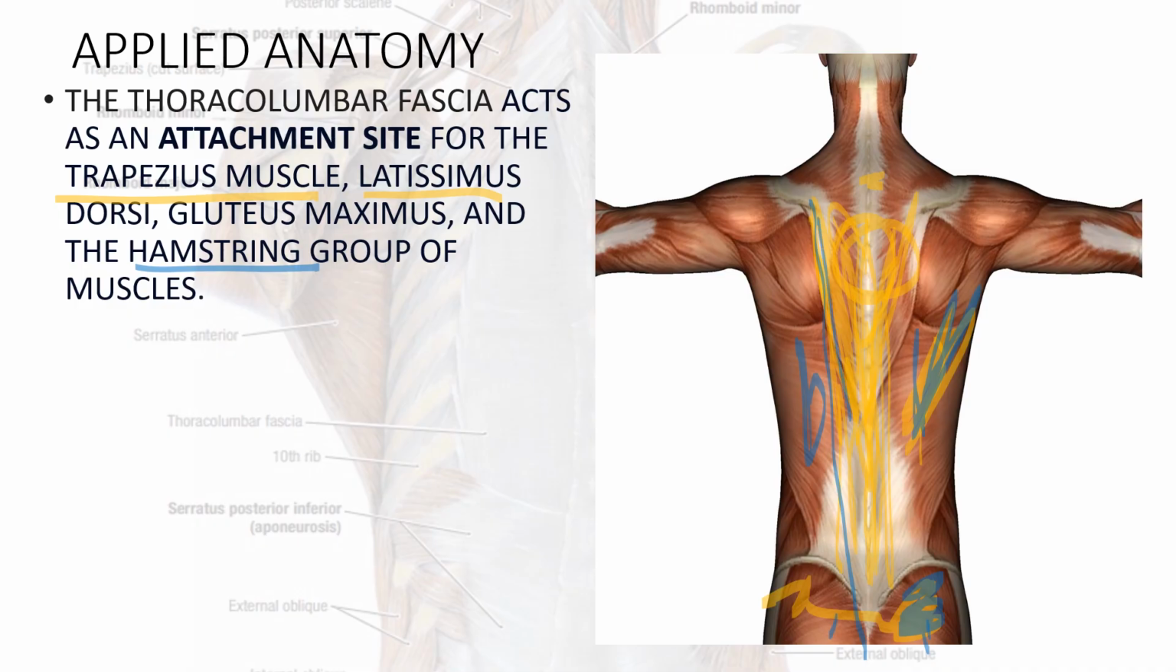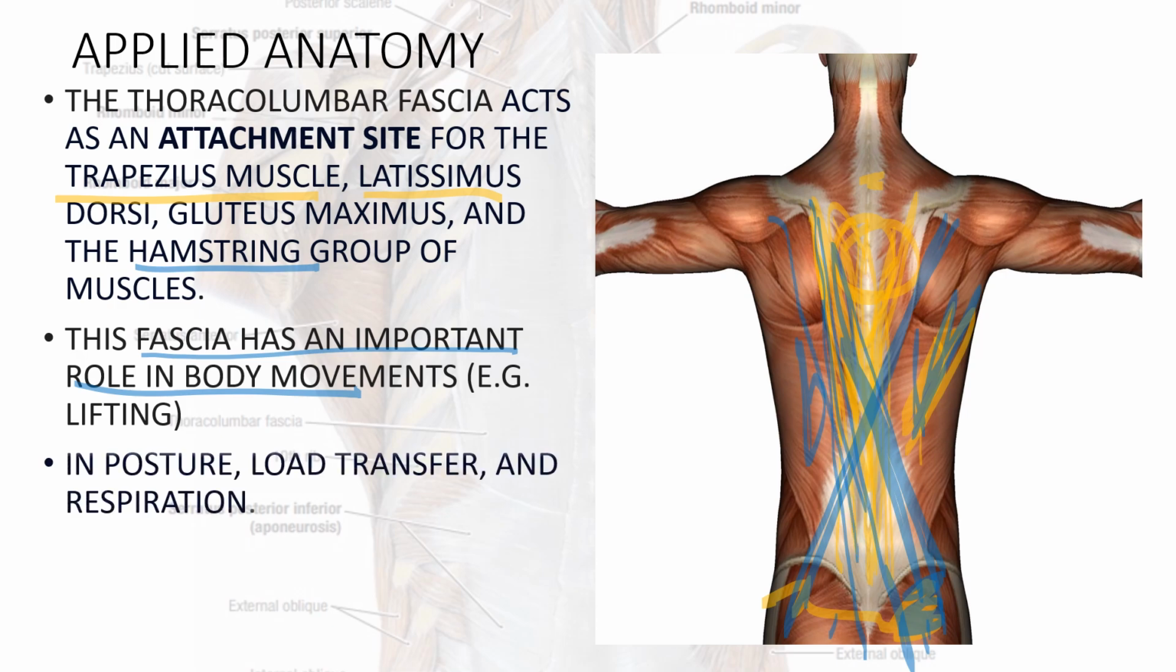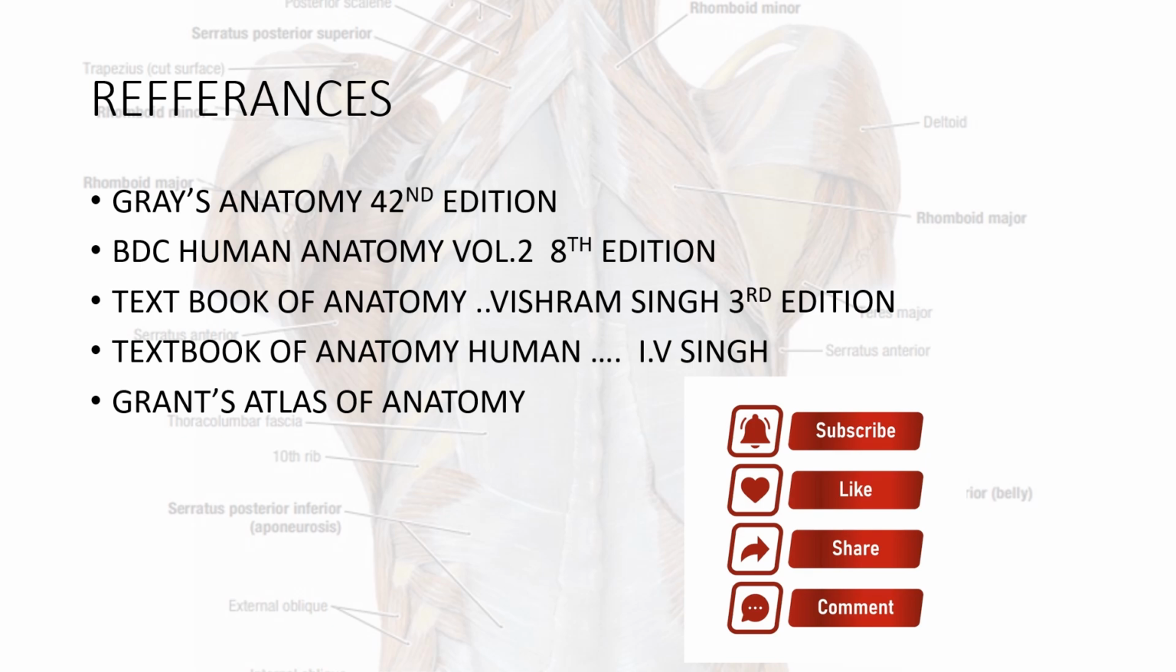Thoracolumbar fascia is thus an attachment between all these muscles, so it acts in a supporting role. Its role is support, supporting our body and helping in weight lifting. It is also helpful in maintaining posture, load transfer from the upper part of the trunk to the lower trunk, and it also takes part in respiration. So from this slide you can see the thoracolumbar fascia is very important. Okay, thank you. If you have any question or query, you can ask me.